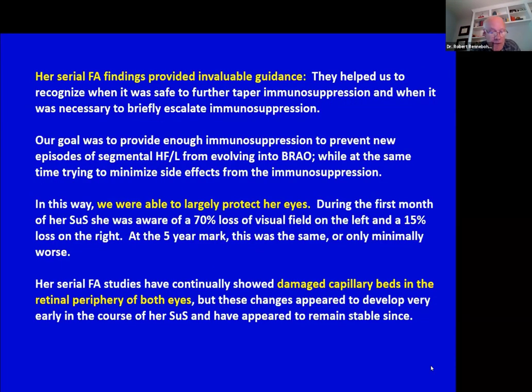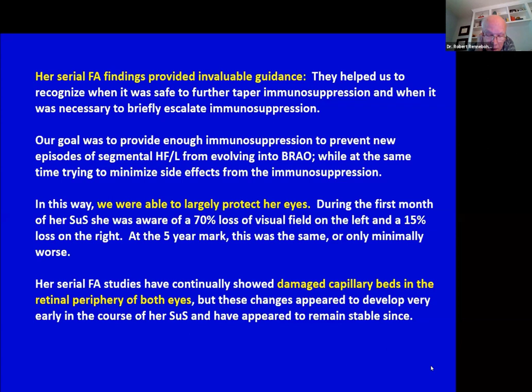Her serial FA findings have provided invaluable guidance. They helped us to recognize when it was safe to further taper immunosuppression and when it was necessary to briefly escalate her immunosuppression. Our goal all along was to provide enough immunosuppression to prevent new episodes of segmental hyperfluorescence and leakage from evolving into BRAO, while at the same time trying to minimize side effects from the immunosuppression. In this way, we were able to largely protect her eyes.